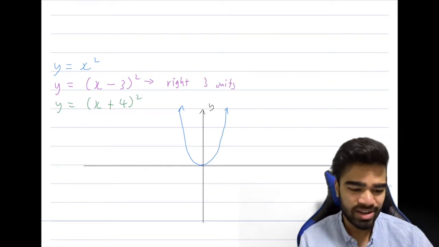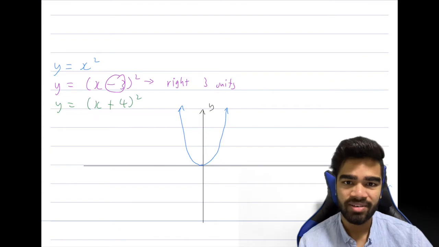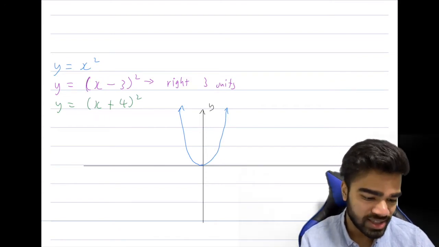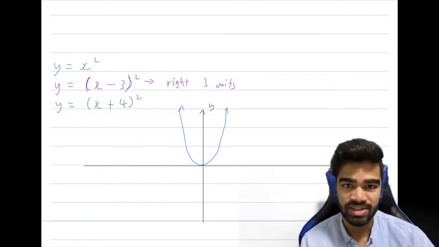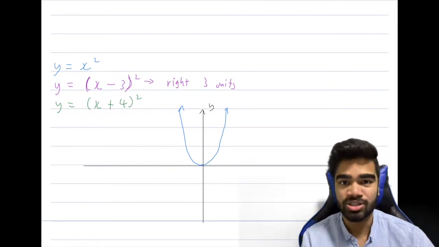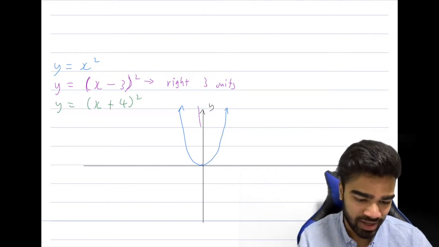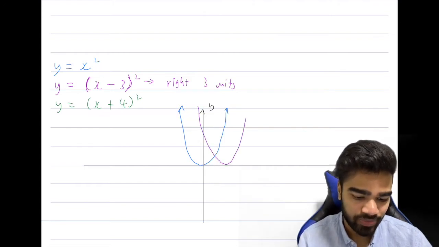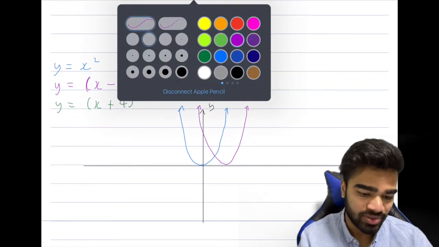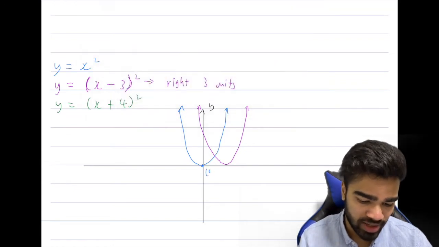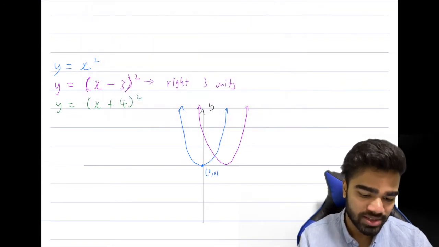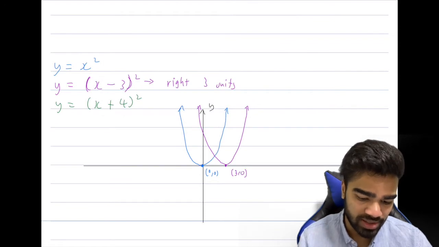Now you might be saying, hang on, this is a negative, so why am I moving it right? Shouldn't it be left? Well, no. When it's inside the brackets, it's opposite. So if it's a negative 3, I'm actually doing the opposite and moving it to the right by 3. So this graph will look kind of like this. If the turning point of the original x squared is 0, 0, the turning point of this graph would be 3 and 0, like so.